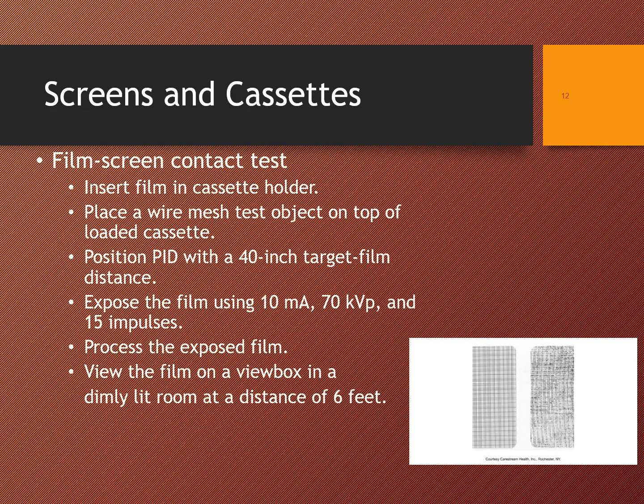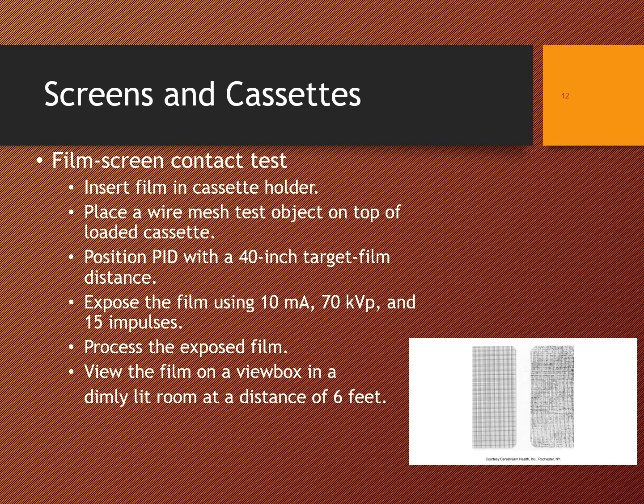Okay, and so then we will also have a test we can run on our screens and cassettes to make sure that they are nice and tight up against the film. And so what you do is you insert the film in the cassette holder, you place a wire mesh object on top of the loaded cassette. You then point your PID with a 40-inch target to film distance. So basically you're pretty far away from the cassette at the time. You expose the film with 10 mA, 70 kVp, and 15 impulses, and then you process the exposed film. You process it just like you would normally in a light safe area, and then you would view the film after it's done.